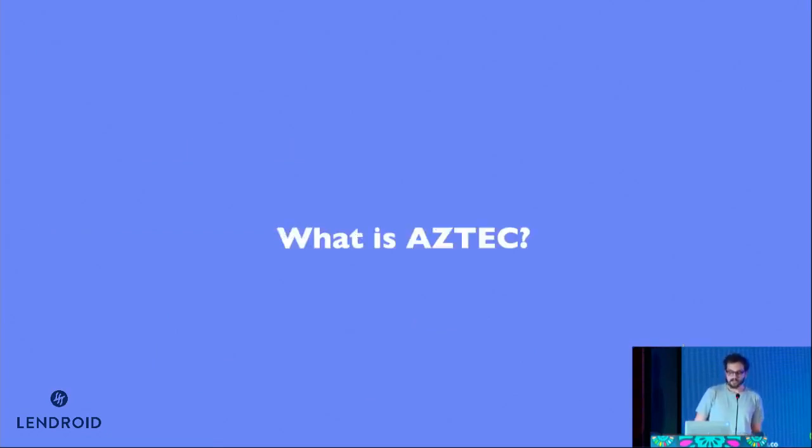So what is AZTEC? AZTEC, in a nutshell, is trying to be a privacy protocol that allows anyone to use privacy on public Ethereum without having to deeply understand elliptic curve cryptography. We are aware that it's not an easy field, and so we want to provide very easy to use and easy to integrate tooling for everyone to be able to transact privately on public Ethereum.